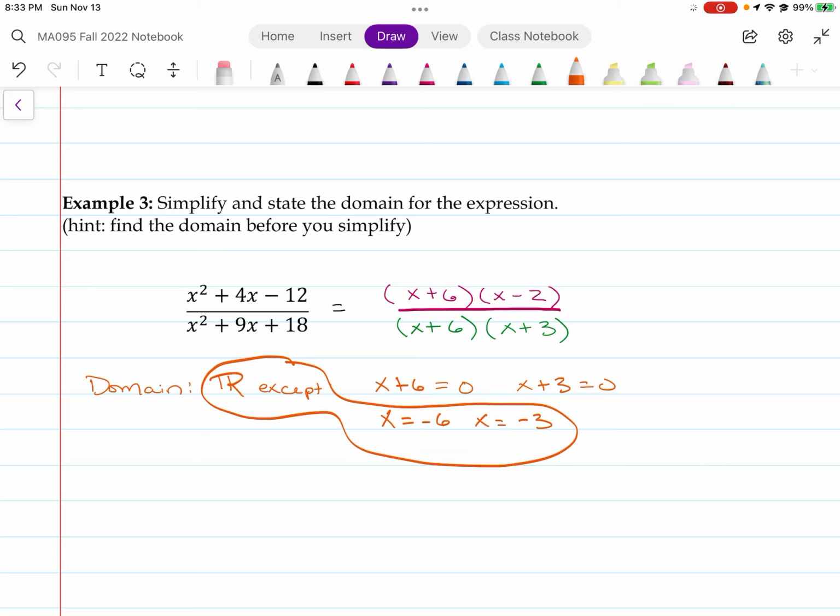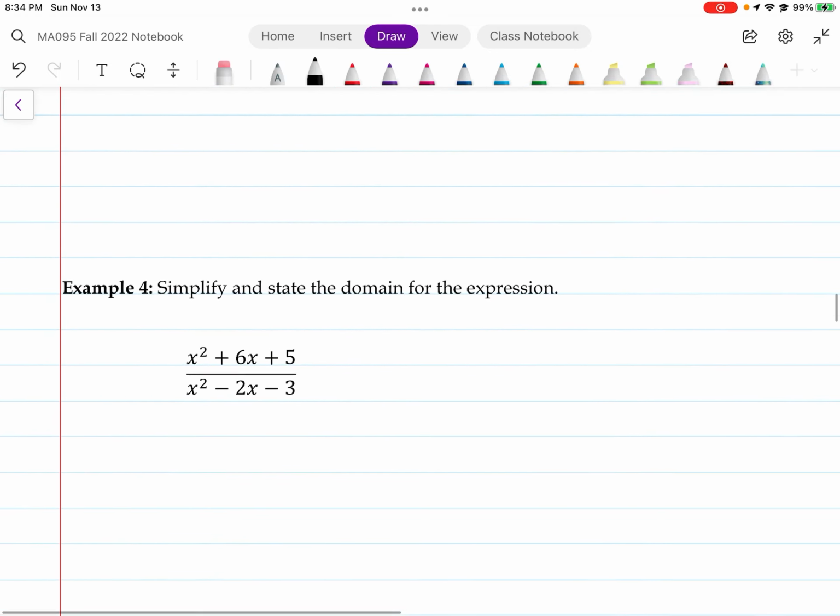All right, so let's continue on with the problem and simplifying. So x plus 6 is going to cancel out, and we get x minus 2 over x plus 3. For those of you who are thinking about asymptotes, there is going to be a vertical asymptote at x equals negative 3, and there's going to be a hole right there. You can graph it and take a look and see, but that's what you would get. And when you get to precalculus, you'll see why. Okay, so try this one.